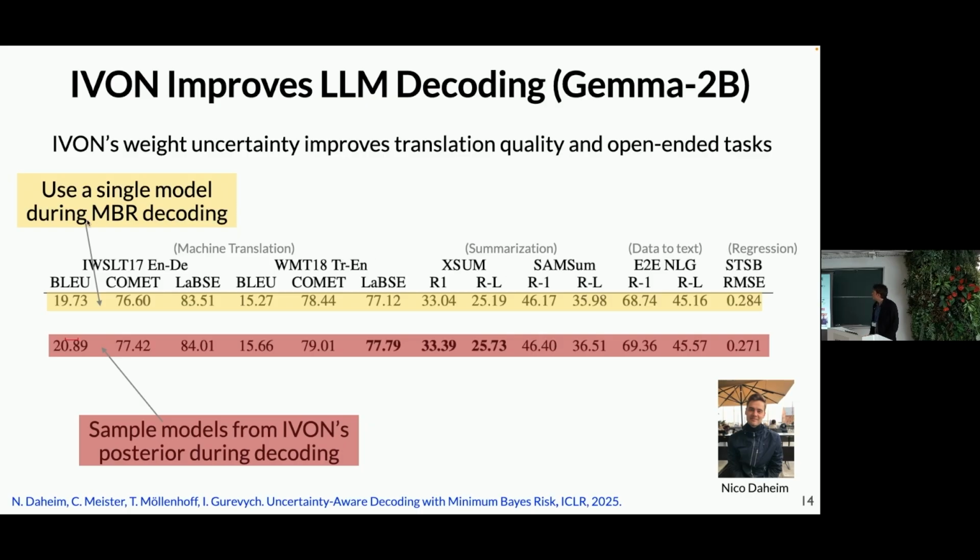And here we found that, okay, if you use a single model for this minimum Bayes risk decoding, so this is just sampling from the softmax probability distribution in the last layer, for machine translation, the BLEU score, for example, is 19.7. But if you sample from the weight space posterior during decoding, the translation quality goes up by 1 point. So this 1 point is not something small. A human would notice that this is a better translation. So for free, we get this Q of theta, and we can use it during decoding, and it just makes the answers noticeably better. So this weight uncertainty is really useful for this LLM decoding.